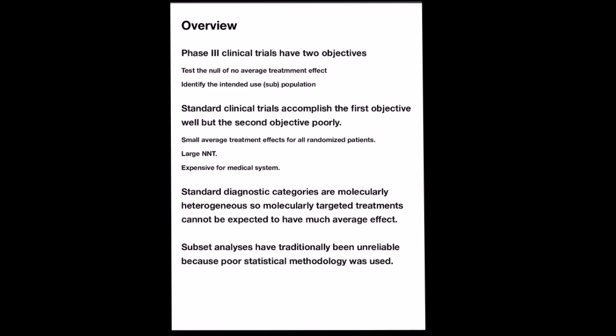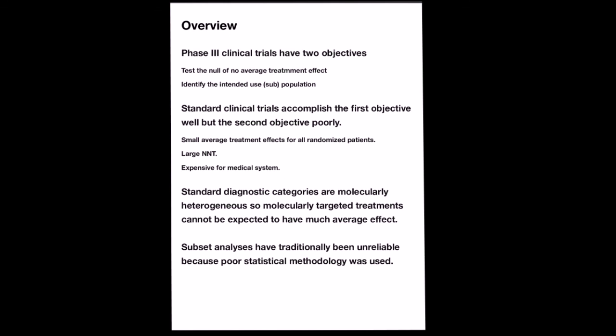And I'd like to start with an overview as to why I think this area is very important. I think that phase 3 clinical trials have two major objectives. One is a test of the null hypothesis of no average treatment effect, and the second is to identify an intended use population. And that second objective comes into play whether there's an average treatment effect or not. Standard clinical trials accomplish the first objective very well, but the second objective very poorly.